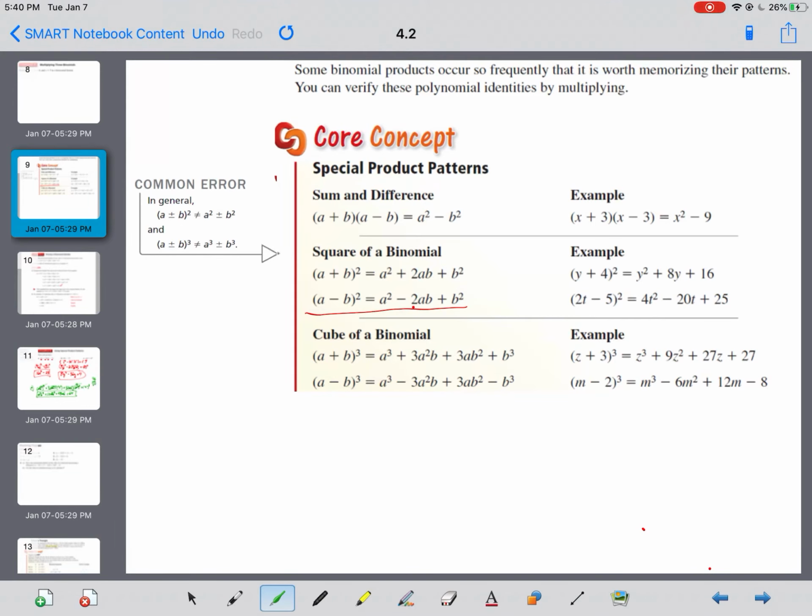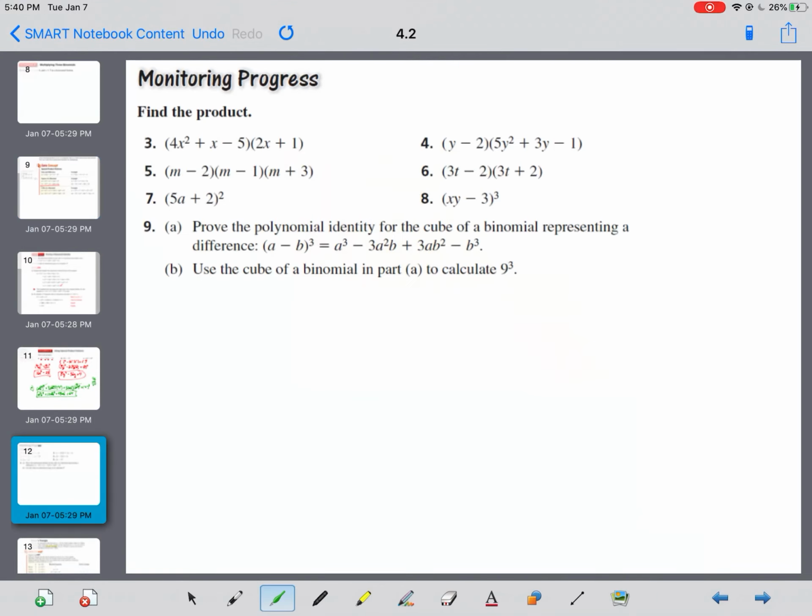Cube: 1 times something cubed, plus 3 times something squared times something, plus 3 times something times something squared, plus something cubed. Plug it in. Find the pattern. The plus is plus, plus, plus. The minus is plus, minus, plus, minus. Give them all a try and come back.